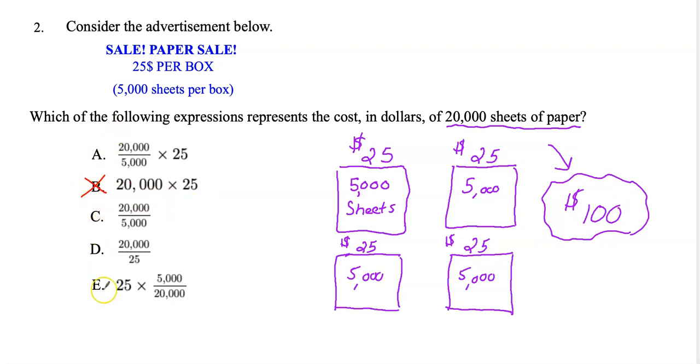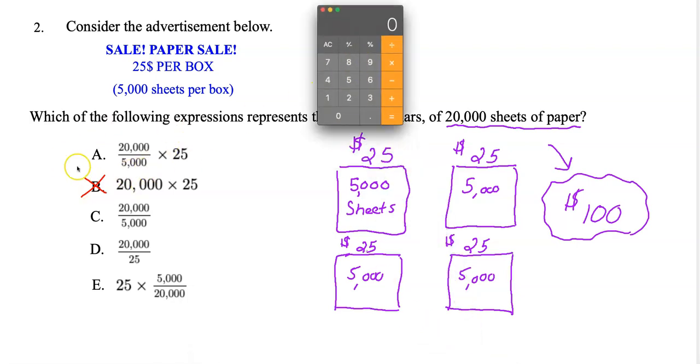I could eliminate some more too, I can see, but let's just go ahead and get our calculator out. You'll have access to a basic calculator. And let's just start with A and see when I punch this in if I get out $100. If I do, A is my answer. So, the way you punch this in, this is 20,000. This means division, divided by 5,000 times 25. So I'll just punch that in.